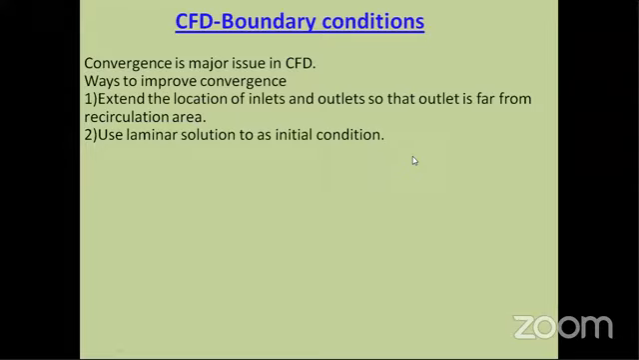So convergence is a major issue. There are ways to improve the convergence. You can start with laminar and then move to turbulence, or where there are recirculations or vortices, we can extend the domain at the inlet and outlet. This will affect the solution, but sometimes even a slightly different solution is okay for our understanding.